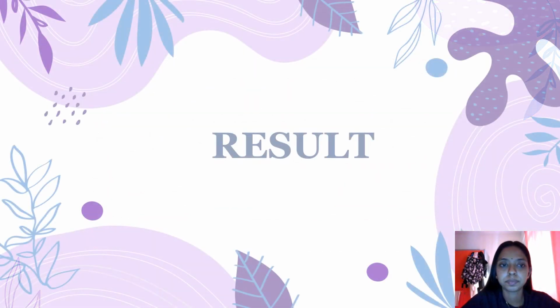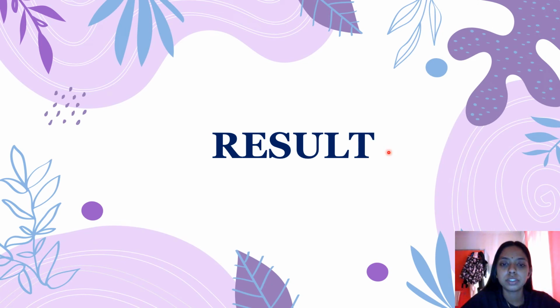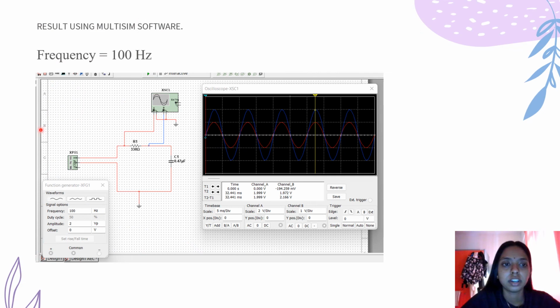So this is the result of using Multisim software, frequency 100 hertz. If you can see, this is the 100 hertz, so channel 2 will be 1.972 volt. So nearly, in theory we will get 2 volt, and with Multisim we get 1.9. So it's really very accurate for this one.